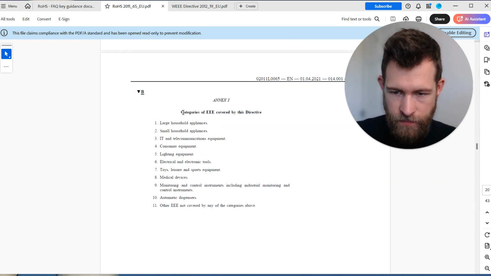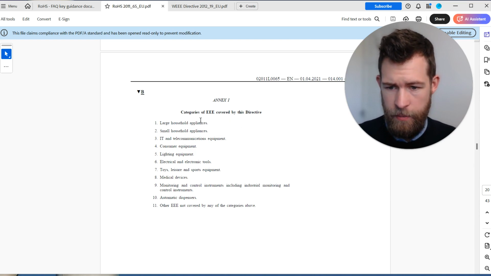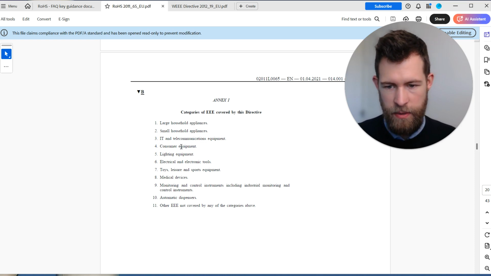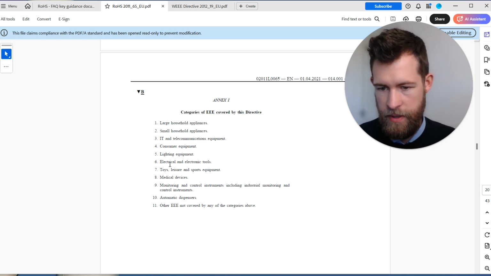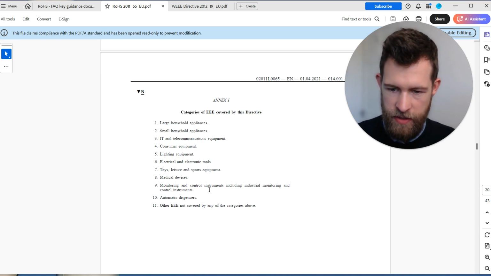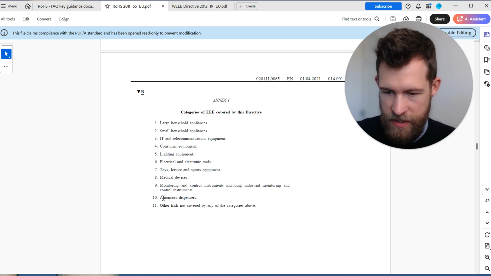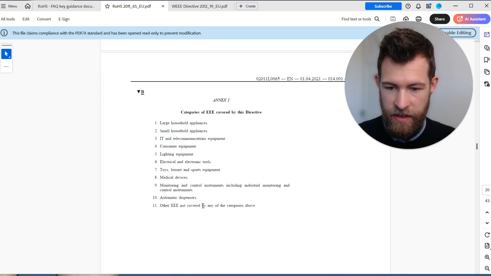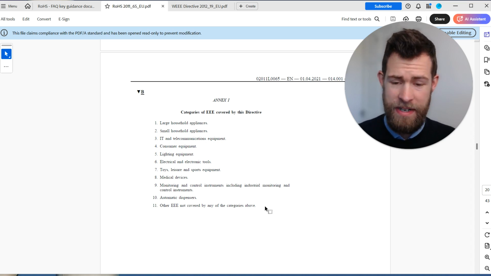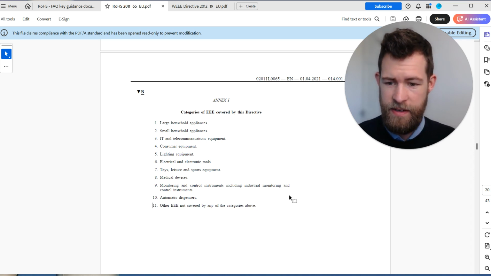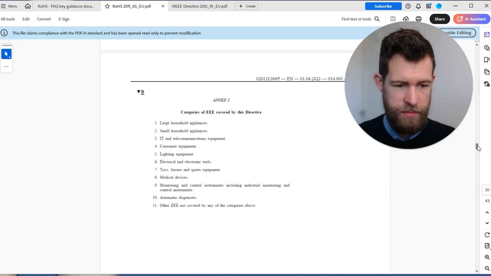Annex 1, categories of EEE covered by this directive: large household appliances, small household appliances, IT and telecommunications equipment, consumer equipment, lighting equipment, electrical and electronic tools, toys, leisure and sports equipment, medical devices, monitoring and control instruments, including industrial monitoring and control instruments, automatic dispensers, other EEE not covered by any of the categories above. So this is really vague and really general. It's quite unhelpful, particularly item 11, other EEE not covered by any of the categories above.